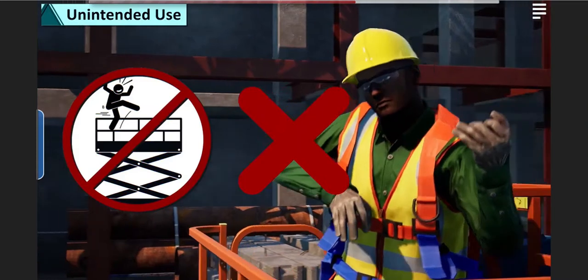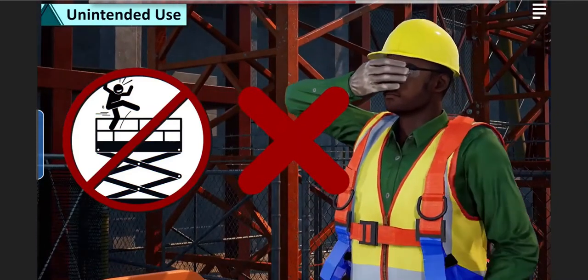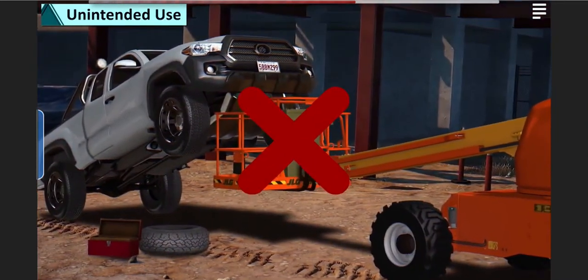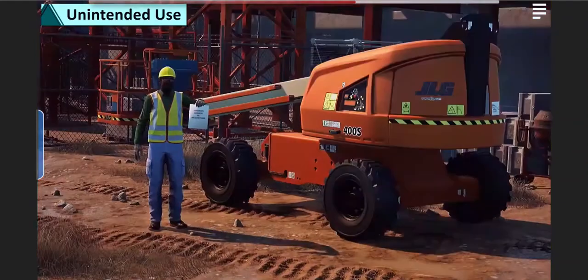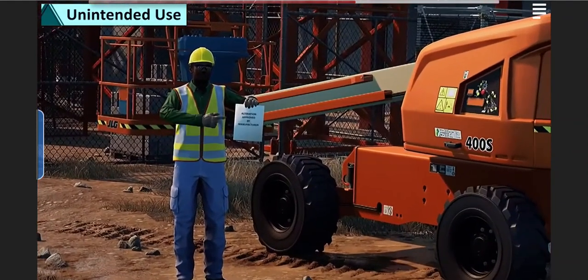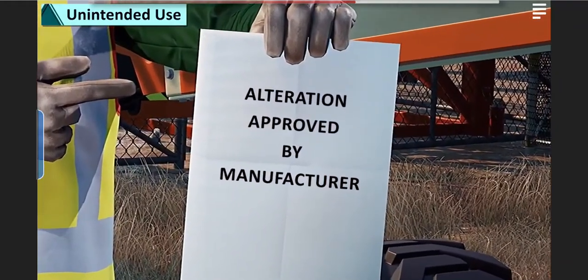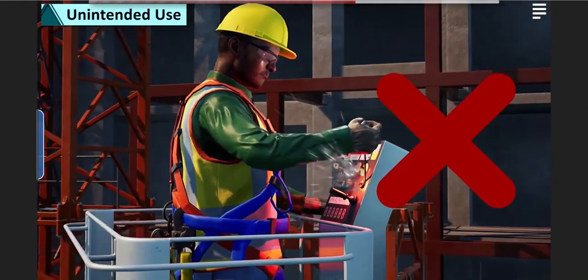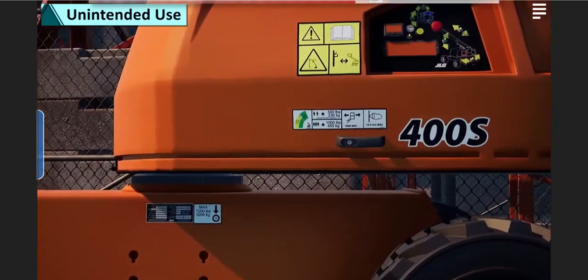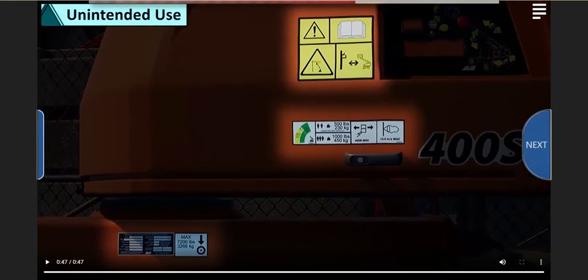Never engage in horseplay, reckless operation, or stunt driving on or with the MEWP. Do not alter the MEWP or use it as a crane, jack, prop, or supporting structure unless the user has written approval from the manufacturer or an engineer for that specific alteration or use. Never alter or disable safety devices, alarms, or indicators, and never exceed the rated forces and operating configurations of the MEWP.